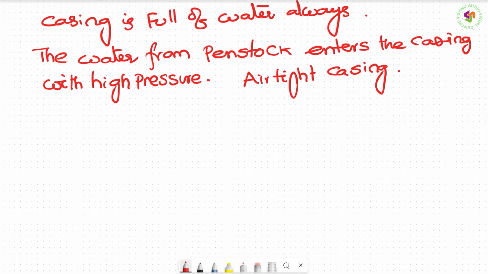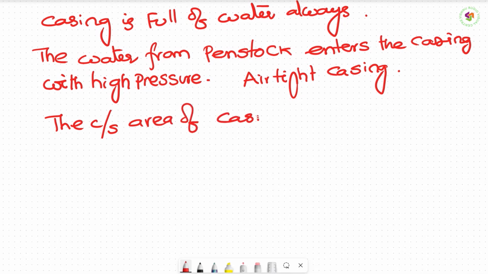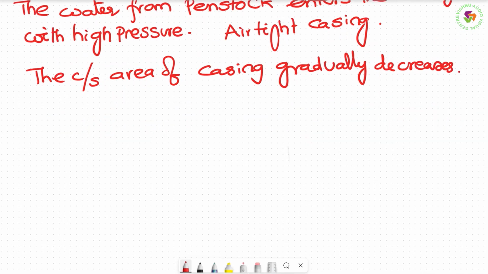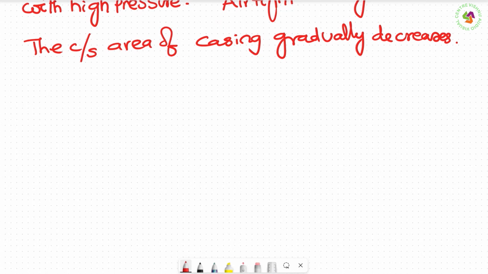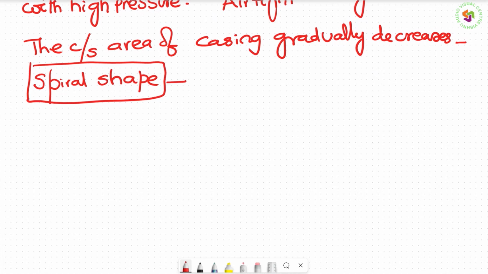This is first thing. Second thing, the cross-sectional area of casing gradually decreases. I will show the figure also. Because why it has to gradually decrease? Finally, when I say gradually decreases, it is of spiral shape. That's why whether you call it casing or spiral casing.